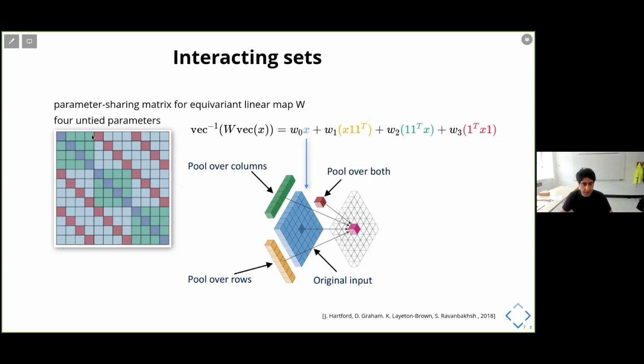The size of this parameter sharing matrix is NM by NM, right? So this original input matrix, you need to first vectorize it. This is the matrix X. If you vectorize this, and you then multiply that vector by this parameter sharing matrix W, and then unvectorize it, then the resulting operation is as if you're first doing the pooling, multiplying it with the green elements, and multiplying the diagonal elements with it.